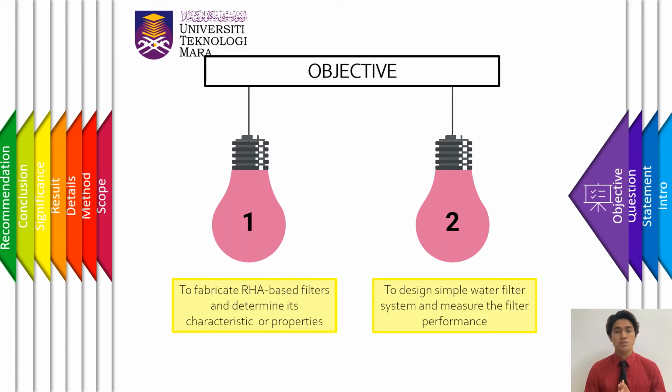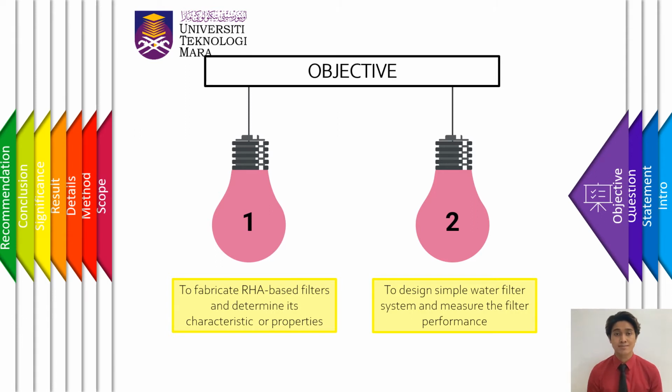Okay, let's move on to the next slide, which is the objective of the project or the research. The first one is to fabricate the RHA-based filters and determine its characteristic and properties. And the second one is to design a simple water filter system in order to measure the filter performance in this project.